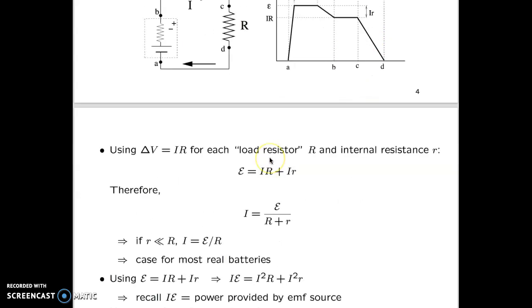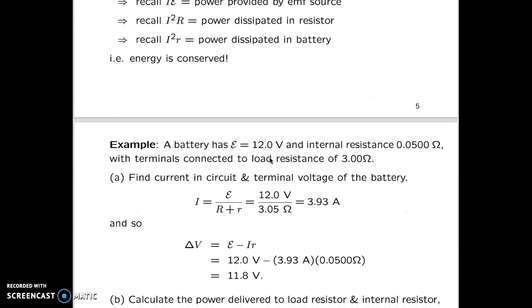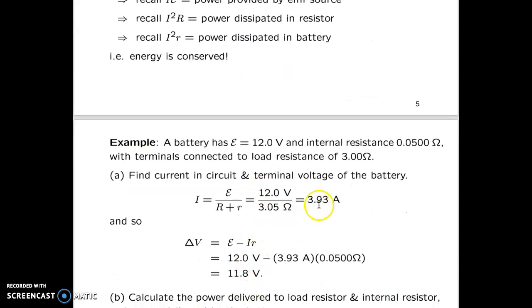We've just calculated the current, 3.93 amps, and we know the internal resistance, 0.05 ohms. So E minus I times little r gives you 11.8 volts. A little bit less than the EMF. The EMF is 12 volts. We don't have an ideal battery; we're taking into account internal resistance. So the actual potential difference is a little bit less than the 12 volts.